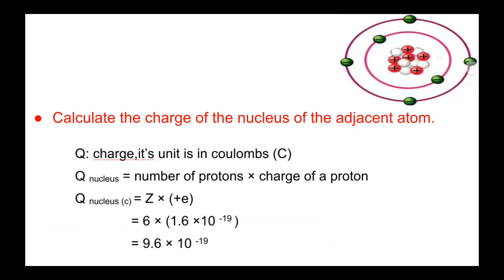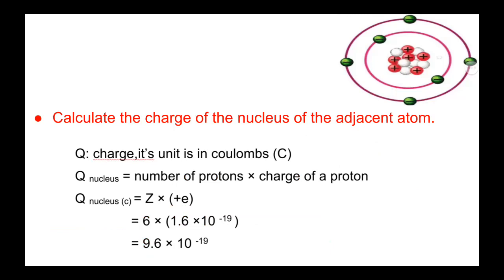How to calculate the charge of the nucleus? Now, let's take a look again at this atom. We can see that it has 6 positively charged particles, which means that it has 6 protons. So its Z is equal to 6. Q is the charge, okay? Q belongs to the charge. The unit of the charge is the coulomb, denoted by C.